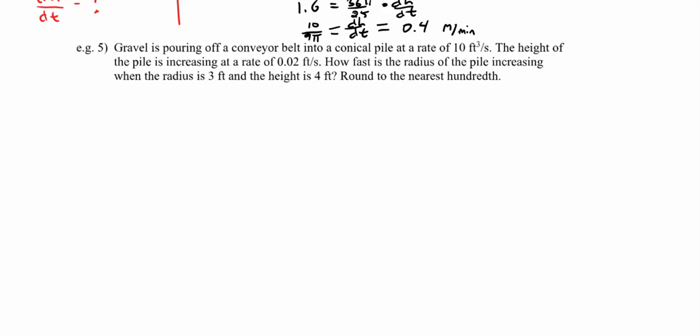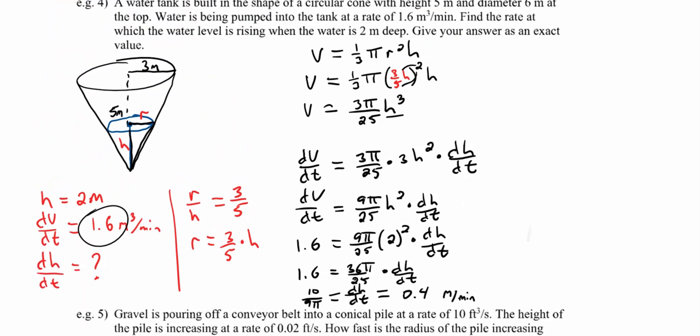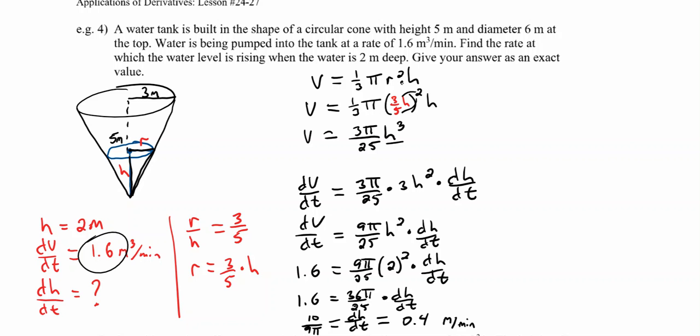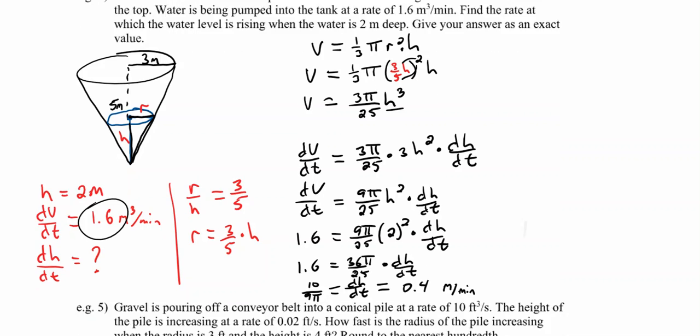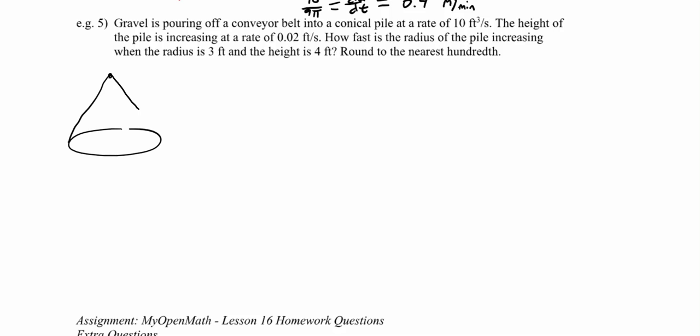Okay, so are these two different questions? Not really. We're gonna be able to do it all in one. Yeah, but you know how I kept on kind of alluding to this? We're saying like, wouldn't that be annoying if we had to use the product rule? That's what we're gonna be stuck with now. Okay, so let's draw our picture. So it's being poured off a conveyor belt and it's turning into a pile. And we're approximating that to a cone.